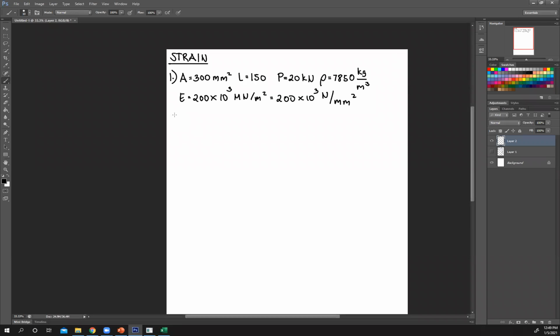Let's draw what's happening first. You have your rod freely hanging at the end. Then you have a tensile load here of 20 kilonewton. So let's see, elongation due to force or due to load. So elongation due to load is just PL over AE. Okay.